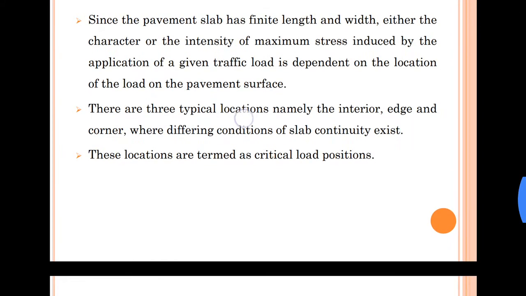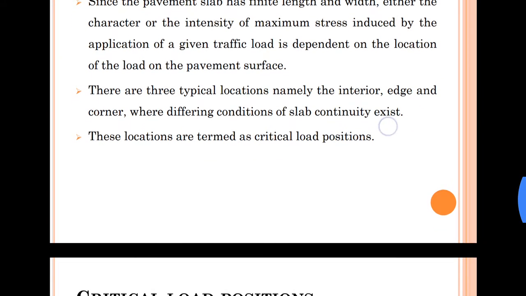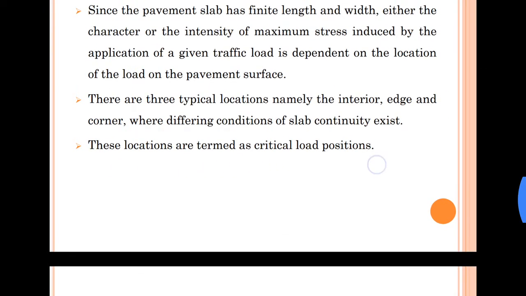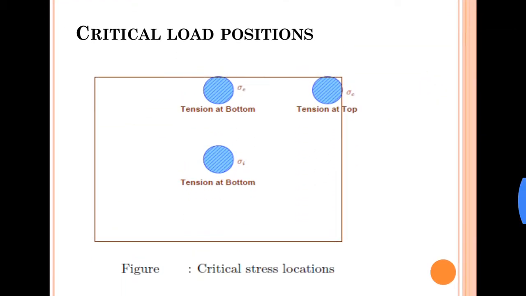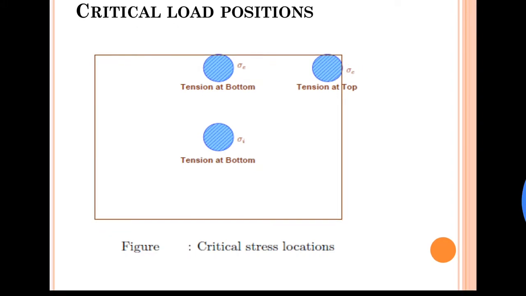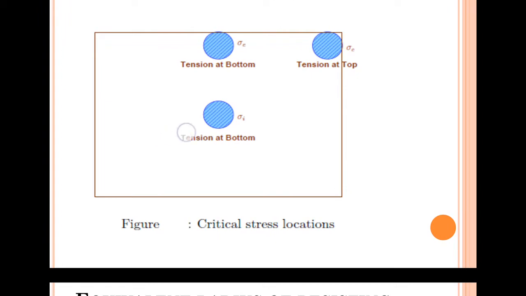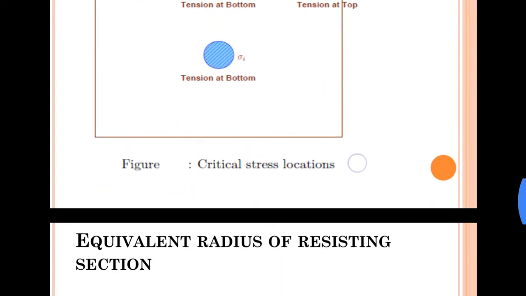There are 3 typical locations, namely interior, edge, and corner, where different conditions of slab continuity exist. These locations are termed as critical load positions. The slab may fail at any one of these positions due to loading at corner, due to loading at edge, or due to loading at interior, and it can also fail due to a combination of these 3.